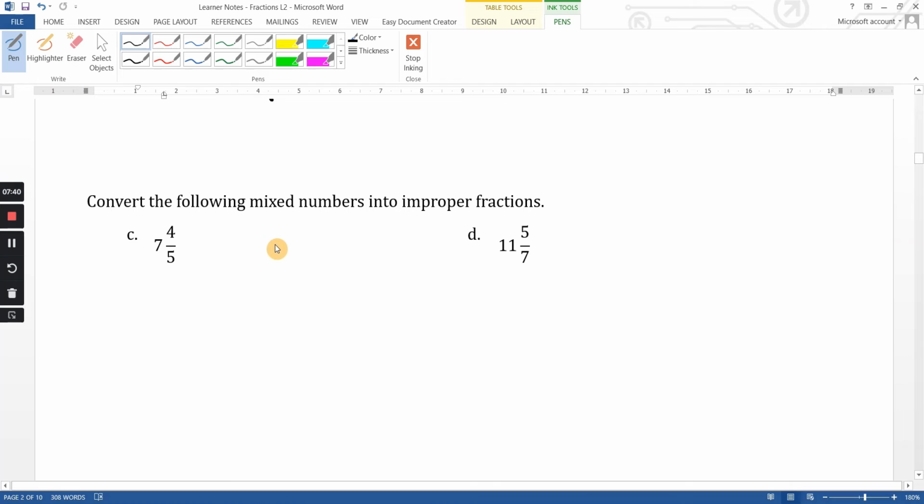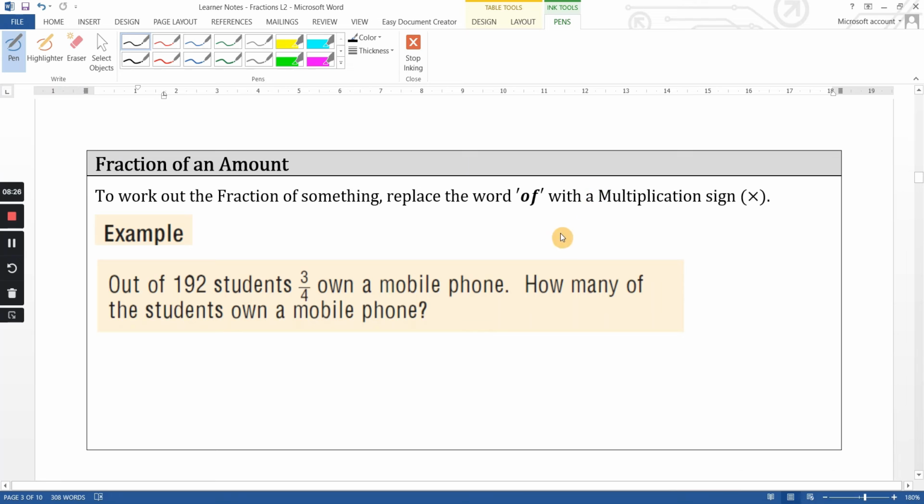Next one, convert the following mixed numbers into improper fractions. So we have to multiply these two together. That gives me 35, plus the 4 gives me 39 over 5. Let's do the same for this one. 11 times 7 is 77, plus 5 is 82 over 7. So this is where your times tables come in handy as well, of course. You need to know up to your 12 times table to do these, definitely. Let's move on to the next section.